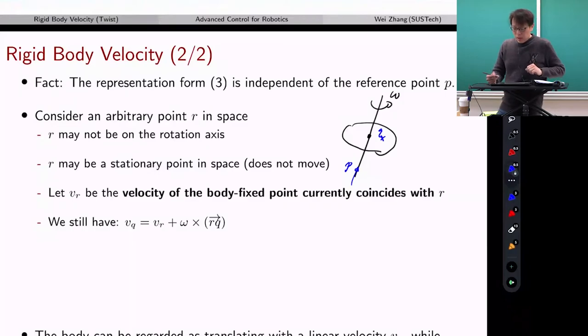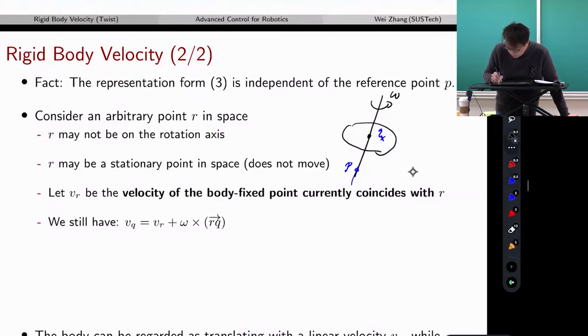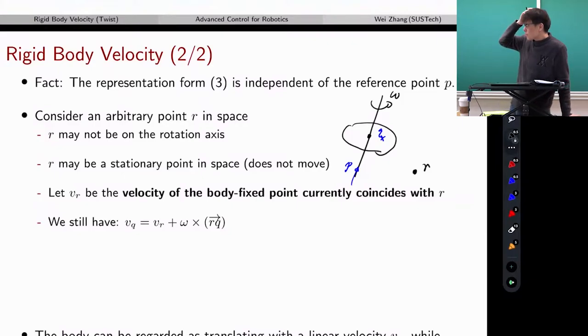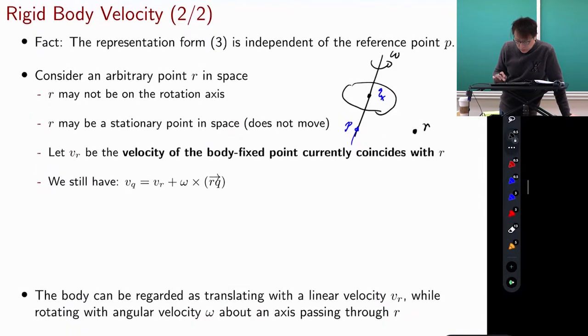Okay. Now I'm going to ask why I pick this P. I may pick somewhere here. I may pick a point, let's say R here. This is my reference point R. I can use this one as a reference point to express the linear velocity of every point on the body.